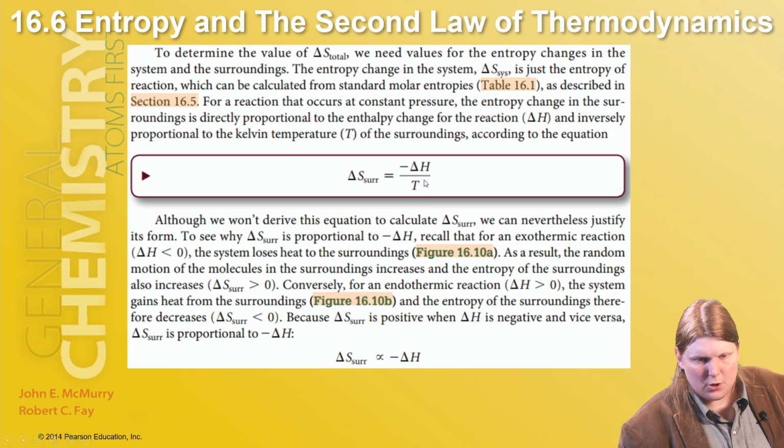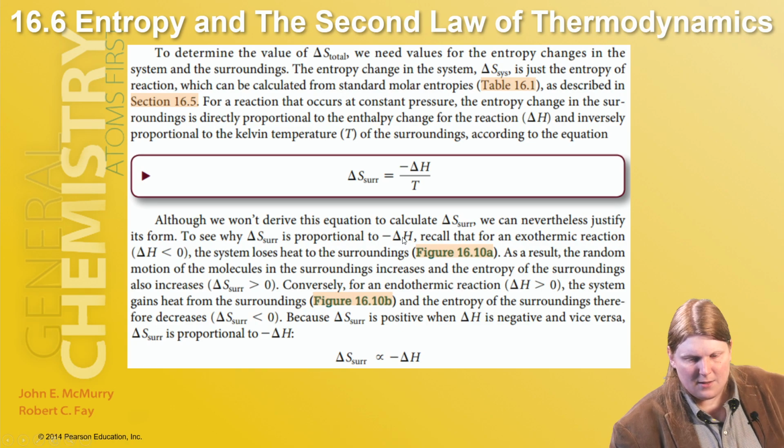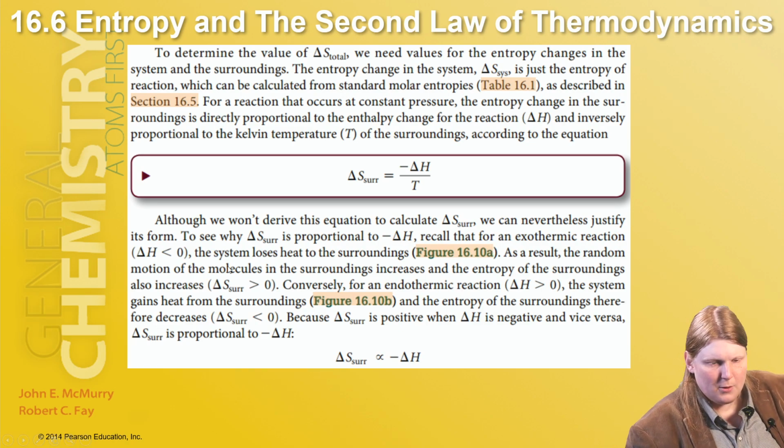And everything is always at some constant temperature T. So they say here, we won't derive this, but we can justify its form. We can see that delta S of surroundings is proportional to negative delta H, because in an exothermic reaction, the system loses heat, so the random motion increases and the entropy of the surroundings increases. But if it's endothermic, then the system gains heat from the surroundings and the entropy of the surroundings therefore decreases. So keep this in mind.